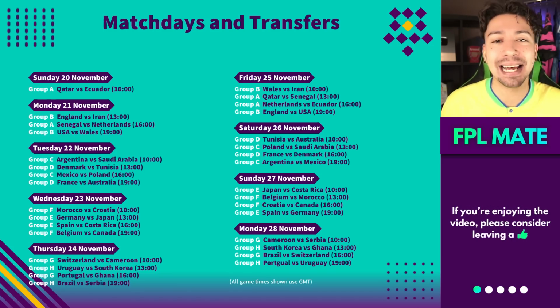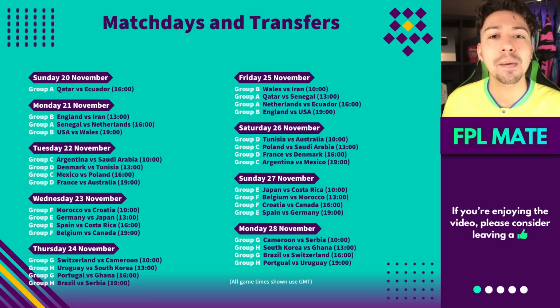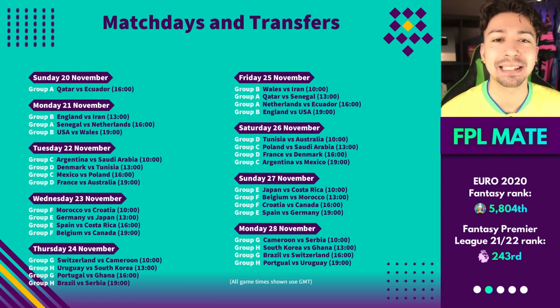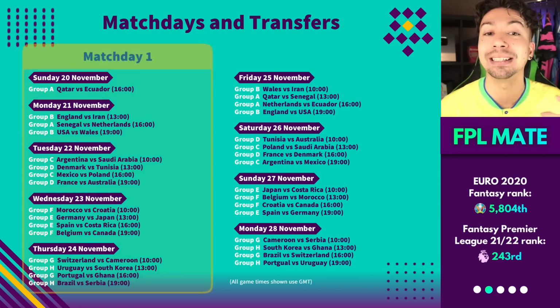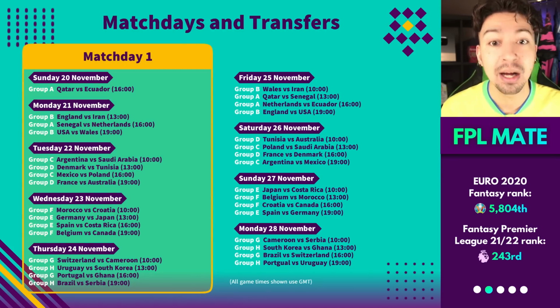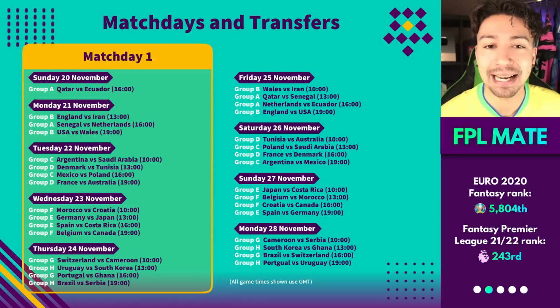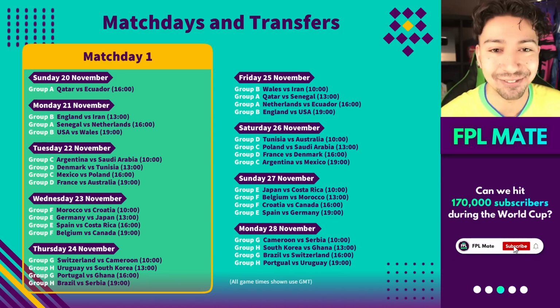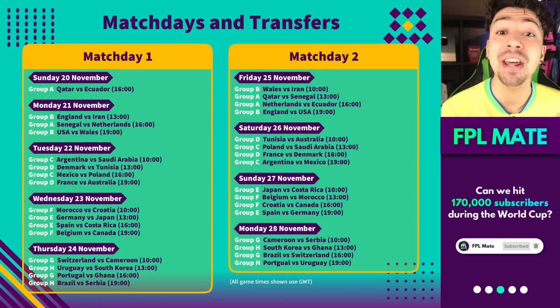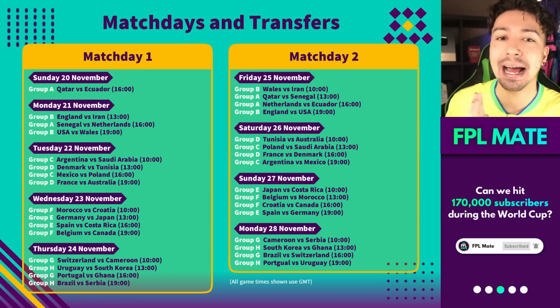Well, a match day takes place over the period of time where every team who is still in the competition plays once each. So, in the group stage, the first match day will contain all of the fixtures between Sunday the 20th of November and Thursday the 24th of November. By this point, every team has played just once each, right? The second match day will contain all fixtures between Friday the 25th of November and Monday the 28th of November.